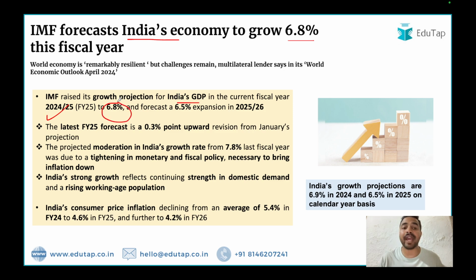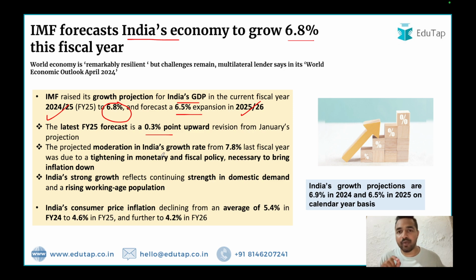And let me tell you that this value has increased by 0.3% from the growth forecast which was mentioned in January's projection. And when I talk about 2025-26, this will be 6.5%. You can see here that India's GDP growth rate will reduce to 6.5% from 6.8%, from fiscal year 25 to 26. I hope this point is clear to all of you guys.